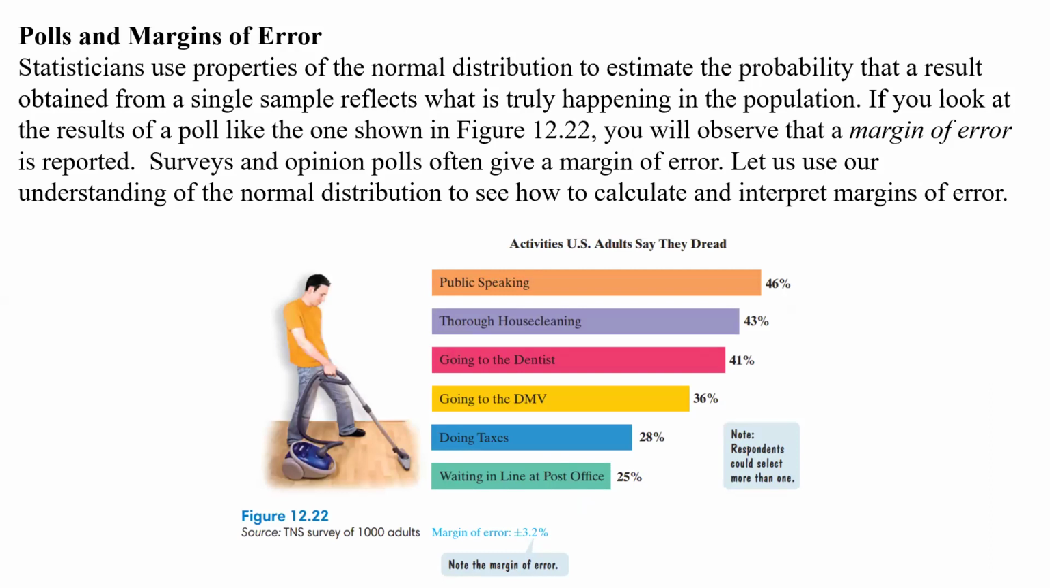All right. So here we have polls and margins of error. Statisticians use properties of the normal distribution to estimate the probability that a result obtained from a single sample reflects what is truly happening in the population. If you look at the result of a poll like the one shown in figure 12.22 below, you'll notice that there's a margin of error reported at the very bottom, and that's usually how it is. The margin of error is plus or minus 3.2%. Surveys and opinion polls often give this margin of error, so let's use our understanding of the normal distribution to see how to calculate and interpret the margins of error.